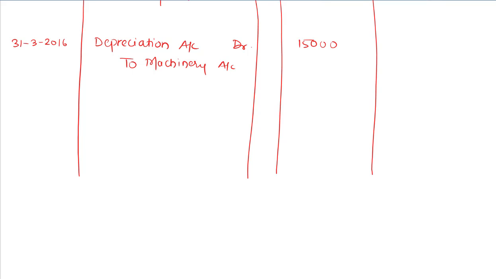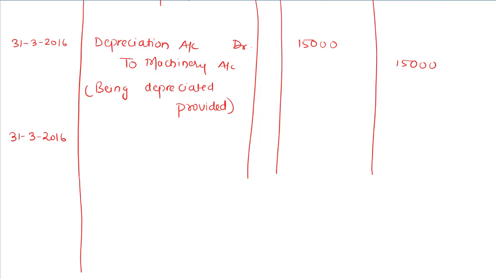The amount would be 15,000. All of you are aware about this. Amount is 15,000. Just write the narration: being depreciation provided. Is it clear to all of you? Okay. This depreciation should be charged to profit and loss account, that is, the income statement.